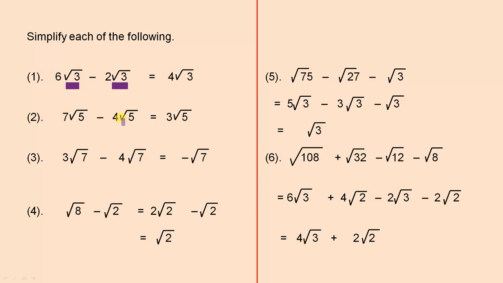7 root 5 minus 4 root 5. It's exactly the same thing. 7 minus 4 gives you 3, so it's 3 root 5.